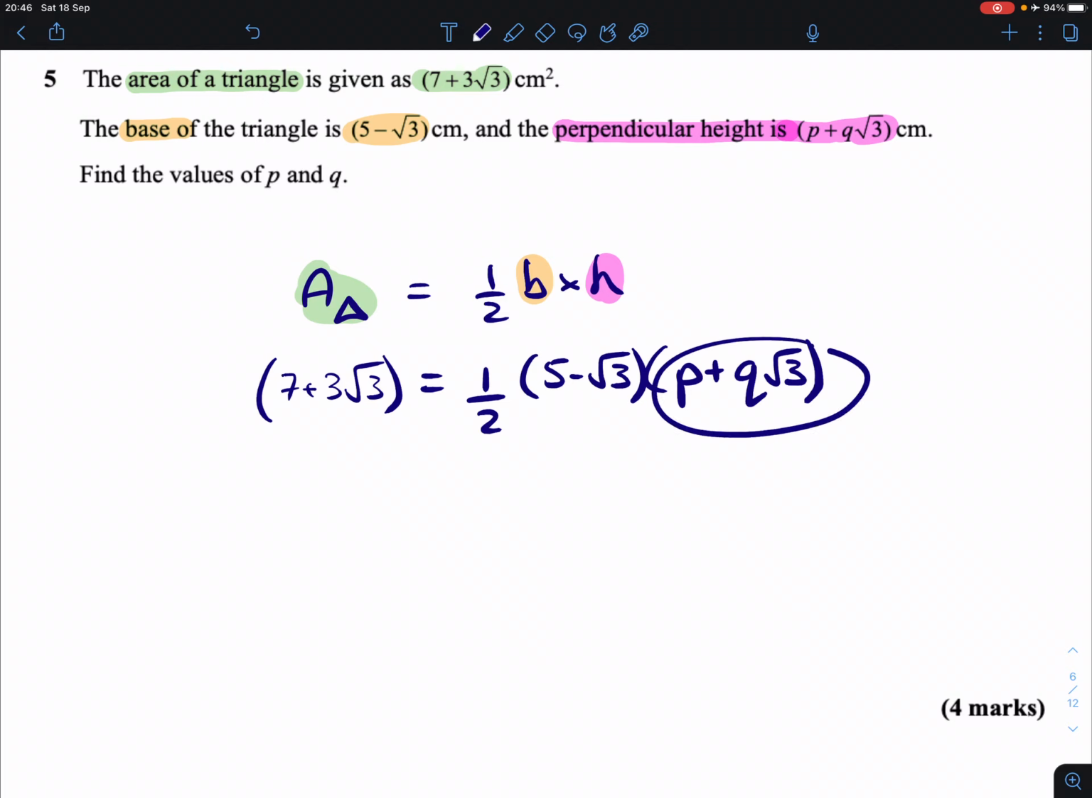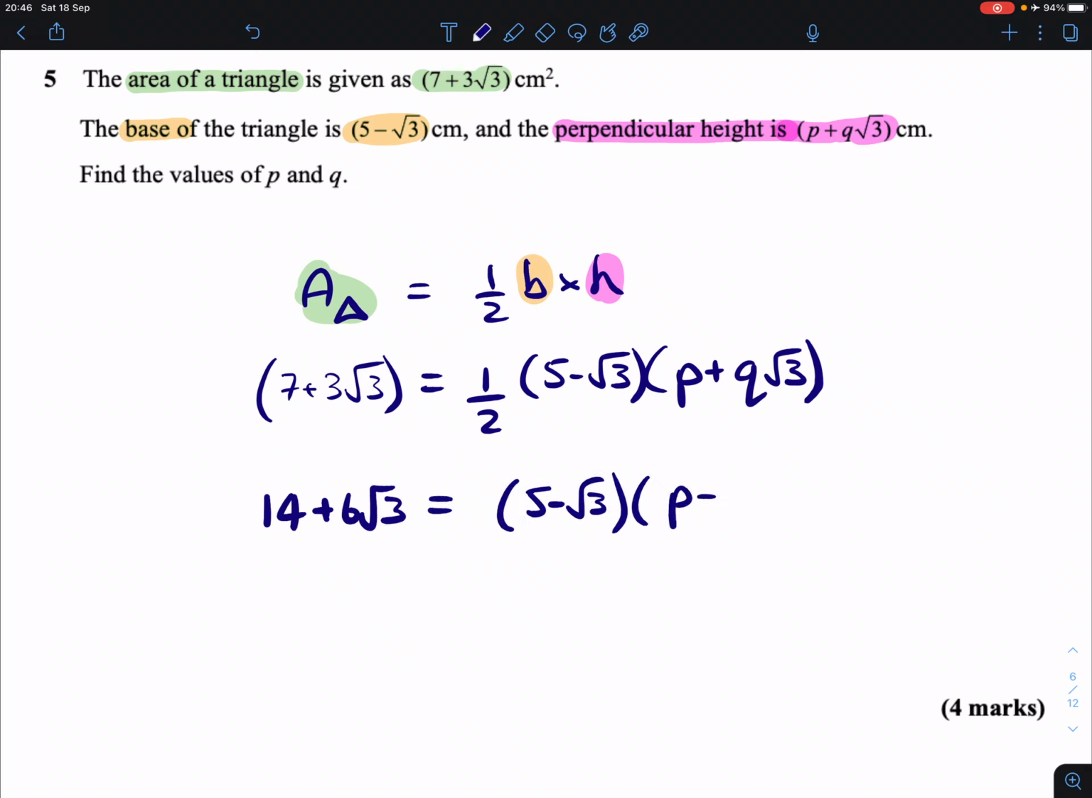Because we're being asked to figure out what p and q are, we basically need to get that bracket on its own. So the best way of doing that, first of all, is to double both sides. The right hand side will then make that half disappear because it's half of all of this. And then if we double what's on the left hand side, again, we don't need the brackets, so I can just go ahead and double them. We'll end up with 14 plus 6 root 3 equals 5 minus root 3 and a p plus q root 3, like so.